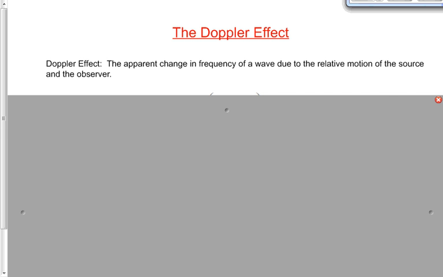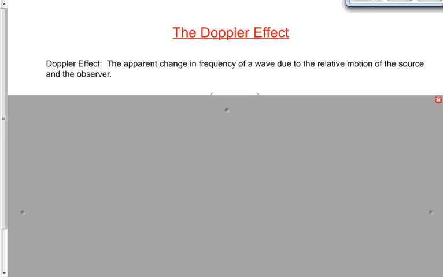When it's going away from us, it seems lower. It's not really lower, it seems lower. It's the apparent change in frequency of the wave. Due to what? Well, it's due to either the source, that being the van in the case of the video that we just showed you, or the observer. Maybe the guy on the side of the road is the one that's moving, not the van. The apparent change in frequency of a wave due to the relative motion of the source and the observer, doesn't matter which one's moving as long as one of them is moving.